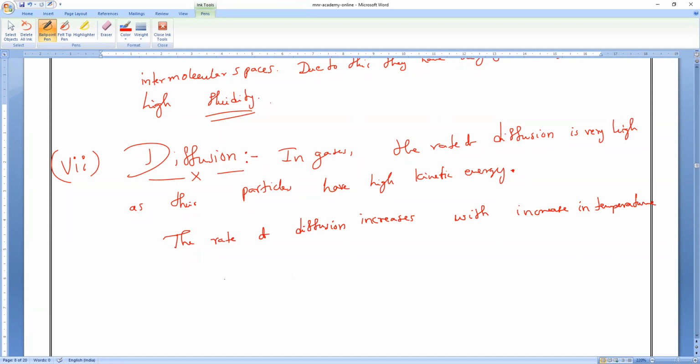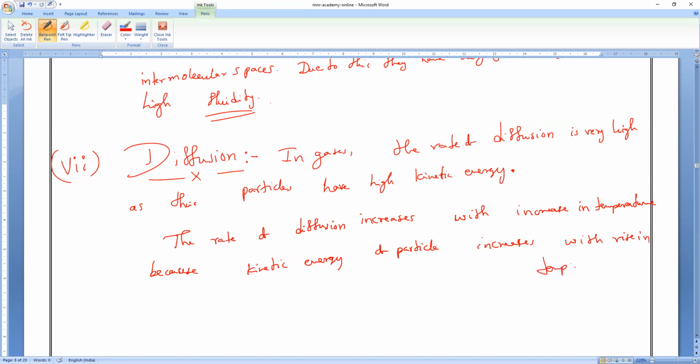Increase in temperature, what is the reason? If the temperature increases, something is increasing. What is that, guys? Kinetic energy increases. The kinetic energy of particles increases with rise in temperature. So that is what will be happening.